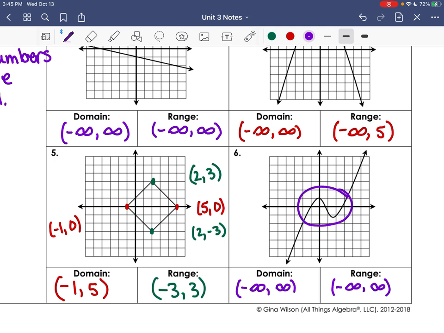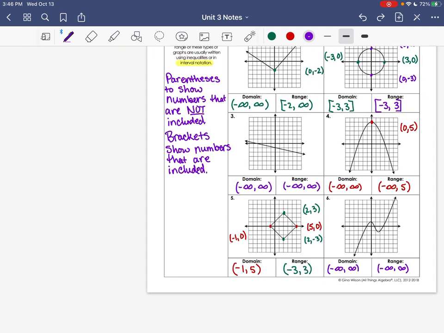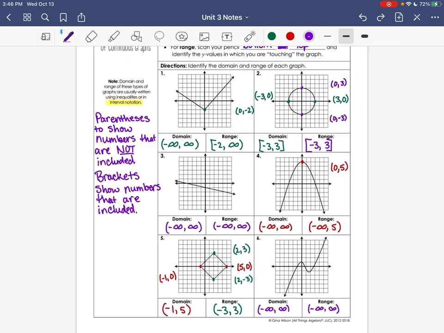I know that it has these turnaround points inside, but because it turns around and then turns back around, it doesn't matter that there are turnaround points because it ends up still going out to the right instead of turning around and coming back down. All right, so that's page 1.